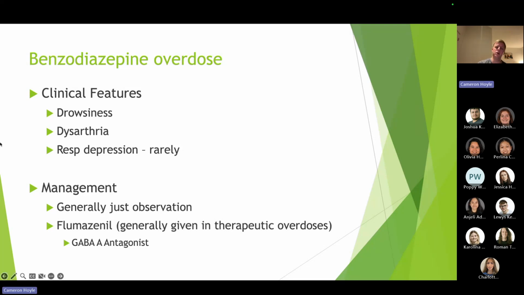using the flumazenil. You'll see the flumazenil used generally in therapeutic overdoses, so in ICU or in A&E. If we've given too much benzodiazepine for some sedation, you may very well see that used to reverse it, but not so much in the intentional overdoses.